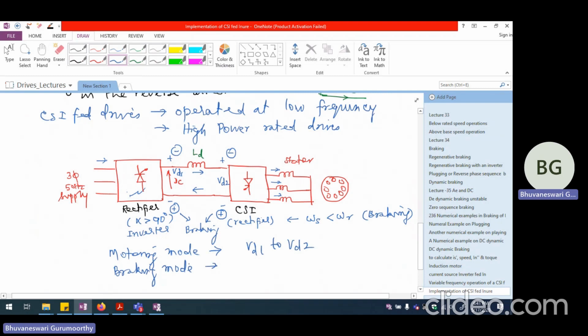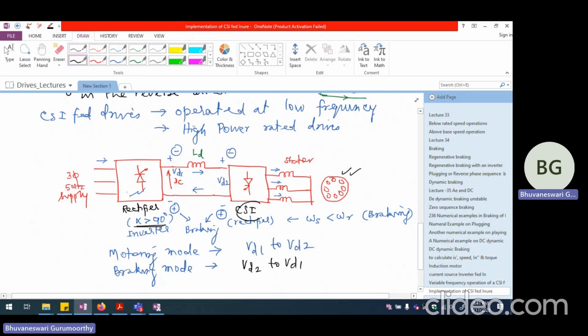So that can be easily done in a thyristor converter by adjusting the firing angle of the converter without any difficulty. So under this condition, from VD2 to VD1, the current is going to flow. So the stored energy, kinetic energy in the rotating parts of the machine will be converted into electricity.